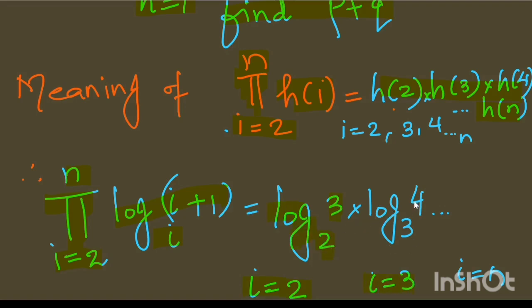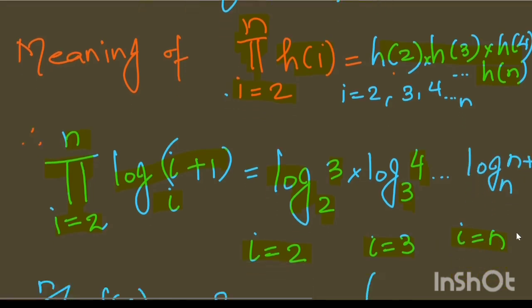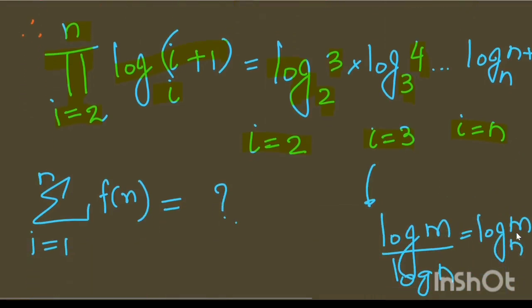If you substitute i equal to 3, the argument would be 3 and the base is 3. So if you substitute i equal to n, what will you get? Finally, log n plus 1 base n. Okay. And the summation of fn, what is the meaning of this, guys?